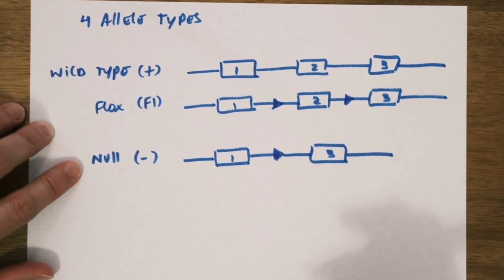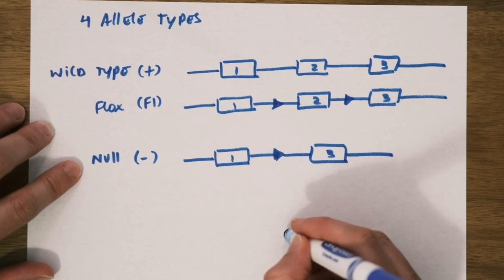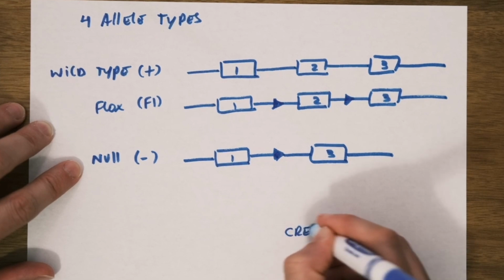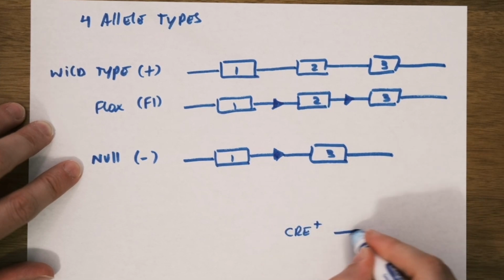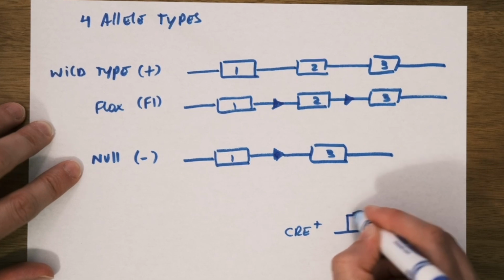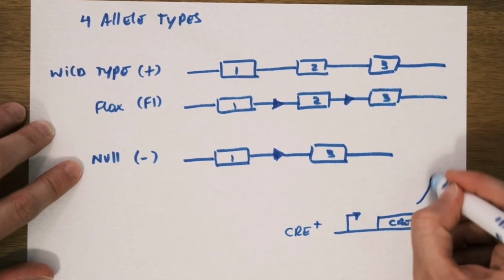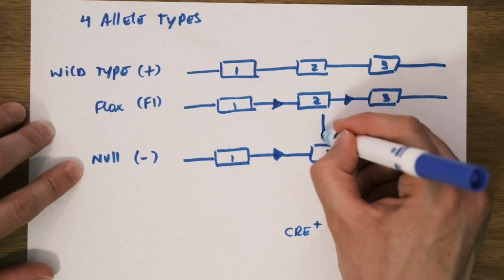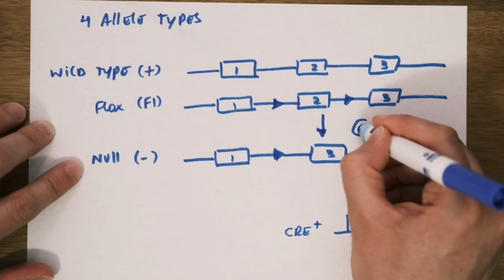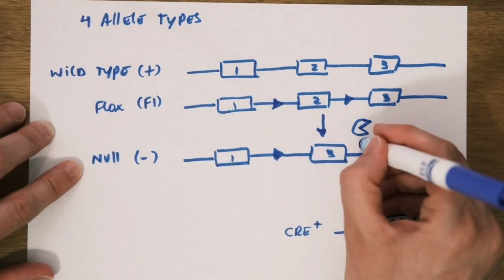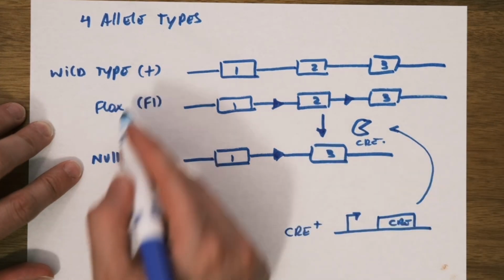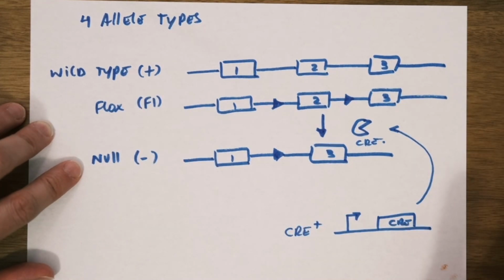The last allele that we are going to cover are the Cre alleles, that we refer to as Cre positive, where you have a Cre recombinase expressed somewhere under a given promoter, which will guide the transition from this Flox allele to this null allele. So these are the 4 alleles that we are going to cover today.